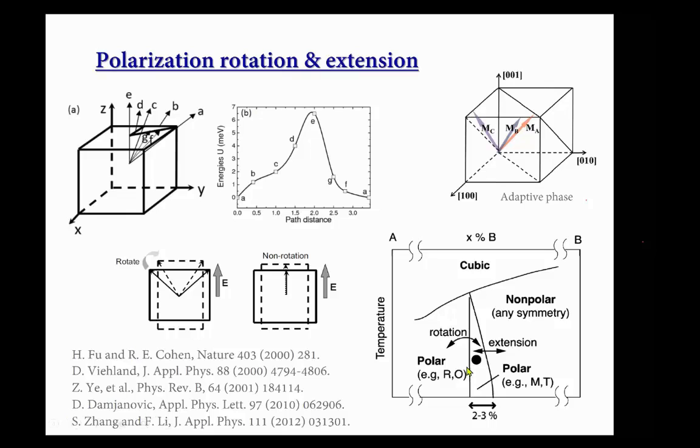Later, Dragan proposed a new phase diagram. Here you can see the MPB region. It separates the polar and non-polar phases. Inside the MPB region, there is a solid dot far below the Curie temperature. It represents compositions here. MPB compositions benefit from polarization rotation, from the polar to polar change, and polarization extension, from the polar to non-polar change. That means they benefit from both polarization rotation and polarization extension. So this system is expected to show very high piezoelectric properties.